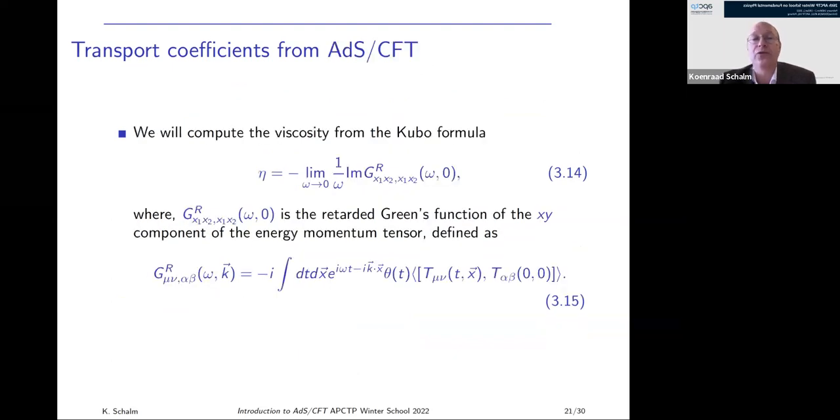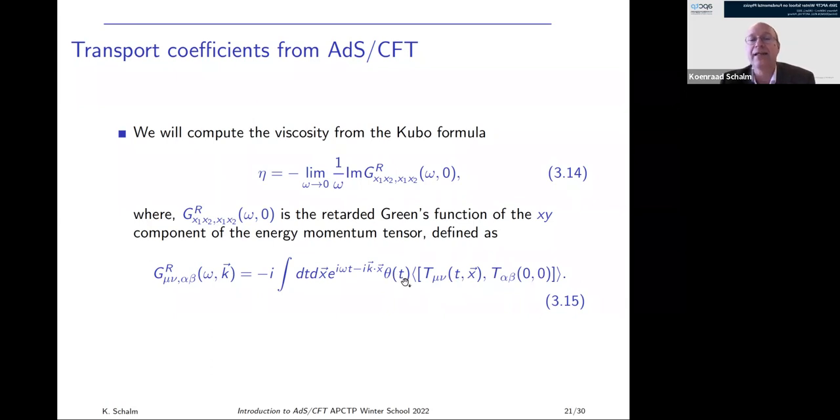So that is what we're going to do. We're going to compute the viscosity from an analogous Kubo formula. And like I said, it's a little bit more tricky to derive this one, but it's not that hard. But I'm just going to state it here for you. So the viscosity is extracted from the retarded Green's function of the stress energy tensor, right? Which is formally the following object.